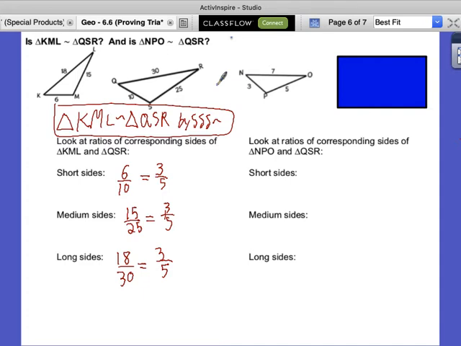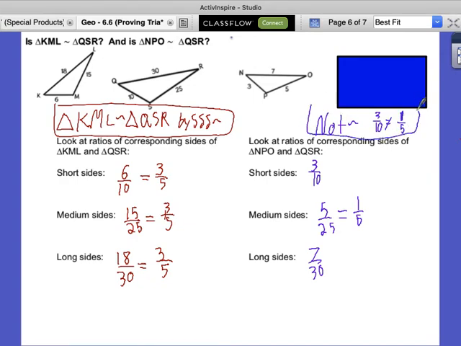Okay, let's talk about this one up here. So the short sides are 3 over 10, and then the medium size is 5 over 25, and 7 over 30 for our long sides. The only one of these that we can simplify is the middle. 5 over 25 becomes 1 over 5. Are these ratios equal? No. So the triangles are not similar. The explanation you can give is just saying, hey, 3 over 10 doesn't equal 1 over 5.